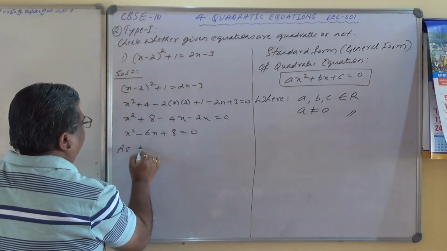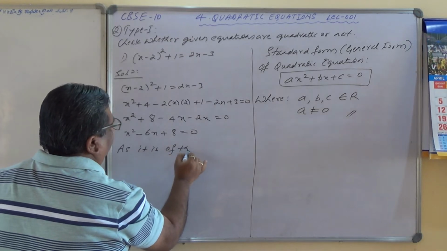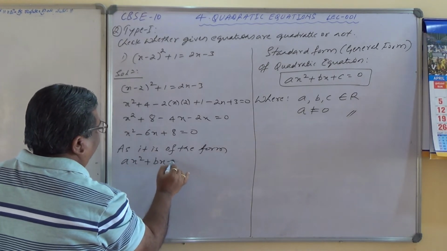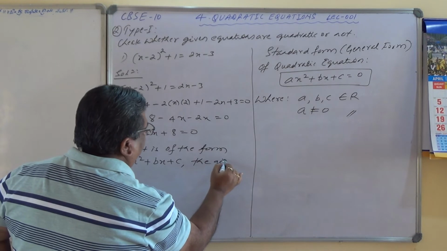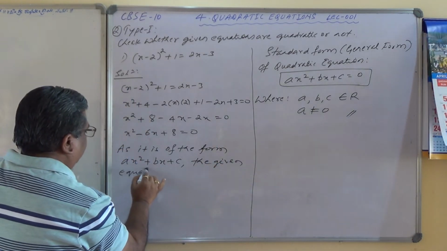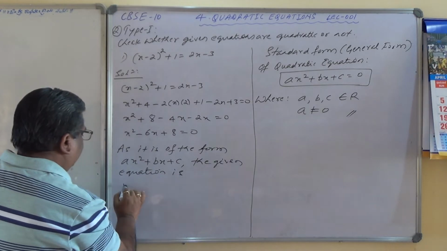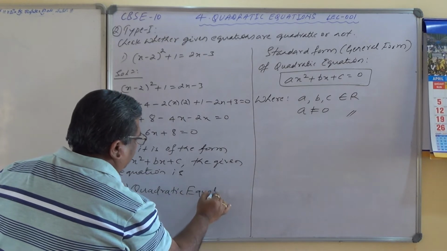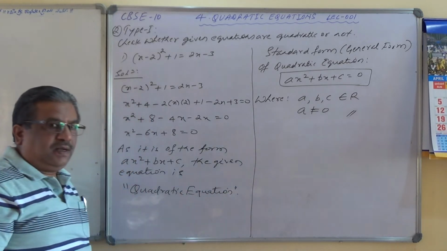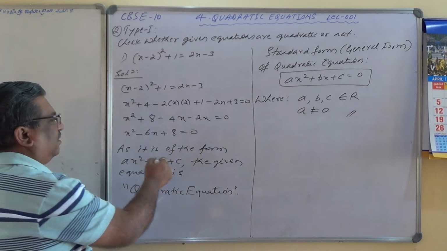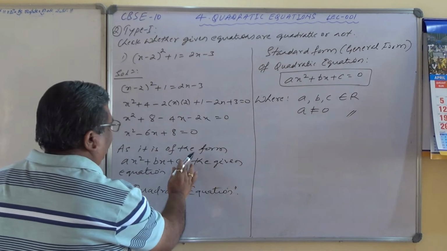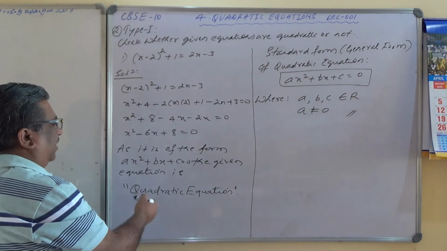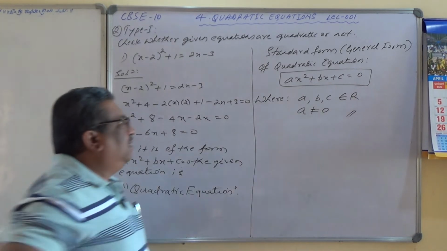As it is of the form ax square plus bx plus c, the given equation is a quadratic equation. The given equation is, as it is of the form ax square plus bx plus c equals 0. I will put 0 here. As it is of the form ax square plus bx plus c equals 0, the given equation is a quadratic equation. Let me take one more now.